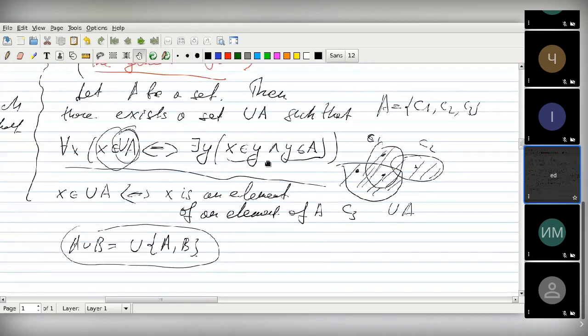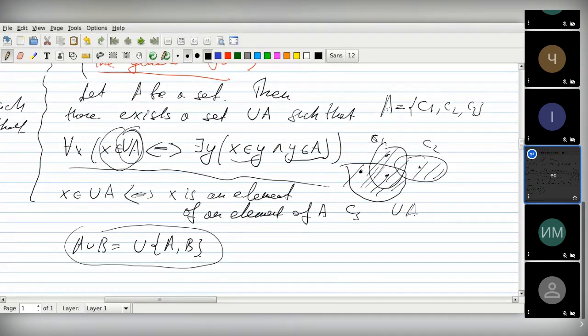If and only if, could you please repeat it again? If and only if X is an element of the union of A, if and only if there exists some Y, which is an element of A, where X belongs to. So this is the set of elements of the elements of A. X is an element of the union if and only if X is an element of an element.